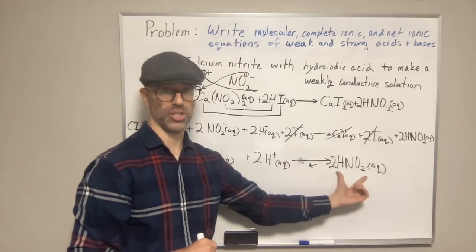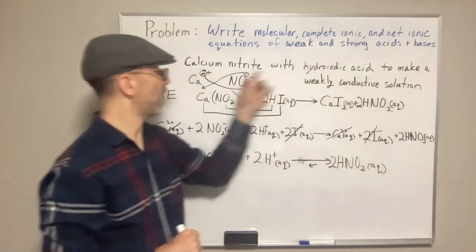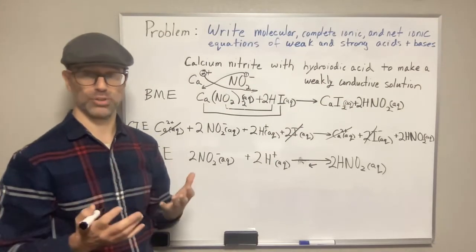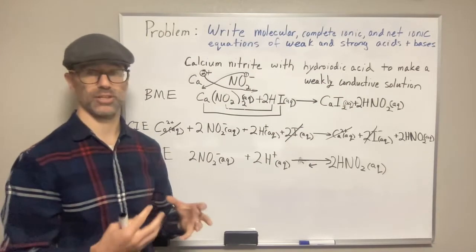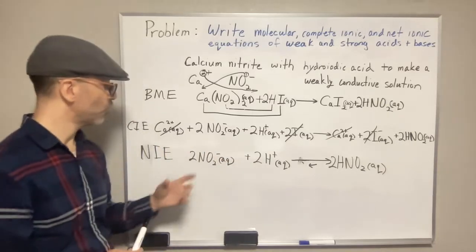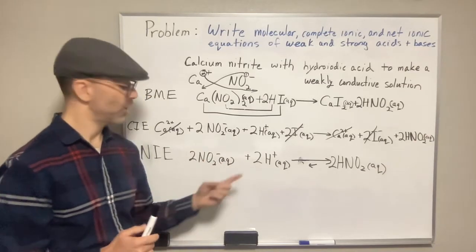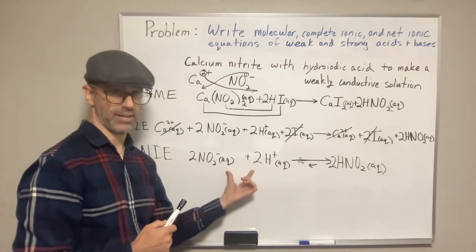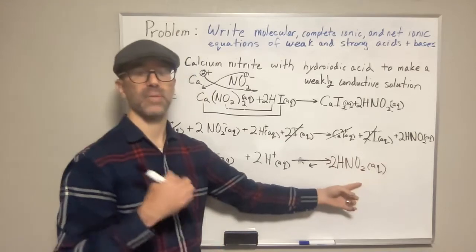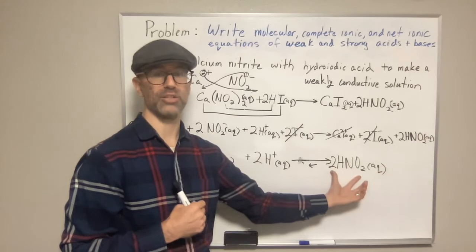There's no charge here. So this would explain why it's a weakly conductive solution. Why does this make a weakly conductive solution? Well, in order to have a very conductive solution, you need a lot of ions in solution to allow for that flow of charge, right? So if you don't have a lot of ions to move around, it's not going to be very conductive. But here we're going to have a little bit of ions in solution, so it's going to be weakly conductive. Most of it is going to be in this form because, again, it's a weak acid, so this is not going to ionize very much.